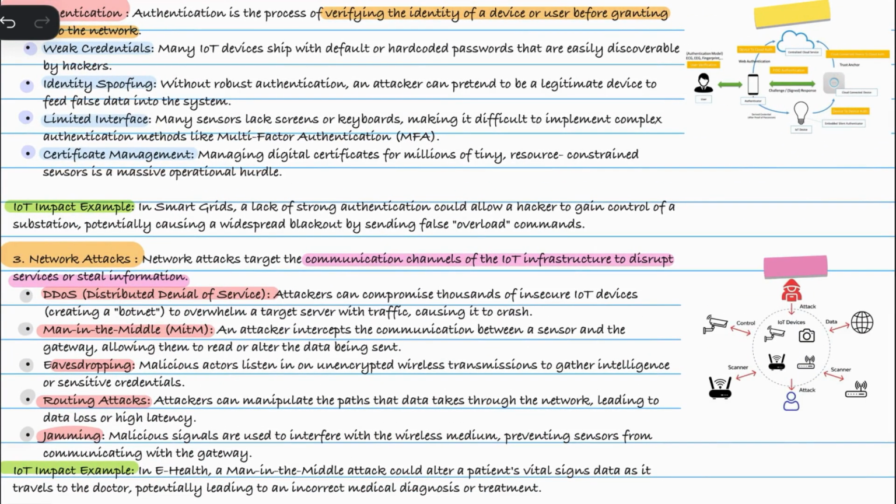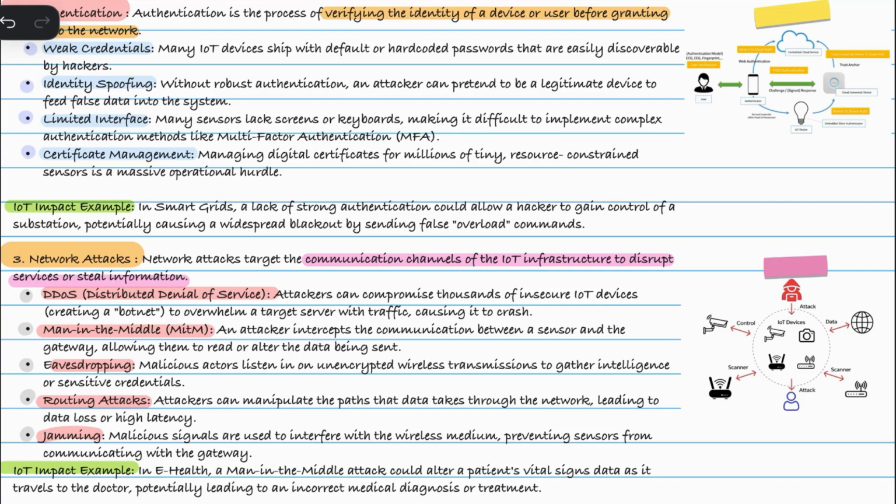Next comes the network attack. This is how hackers weaponize and disrupt the communication channels. Alright, so you need to know these 4 terms for your exams. First, we have DDoS attack. I hope you are already aware of it. It is the distributed denial of service.